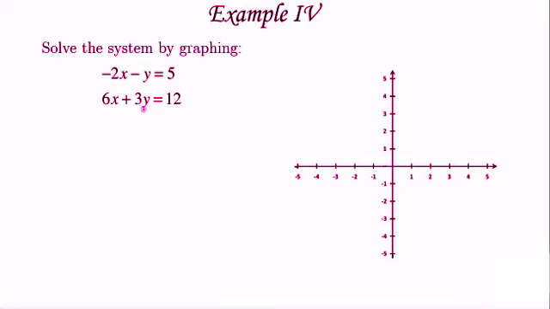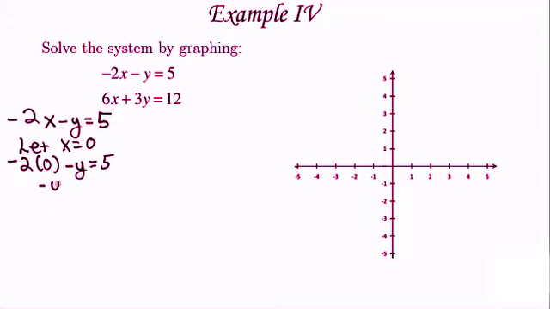Solve the following system by graphing: minus 2x minus y equals 5 and 6x plus 3y equals 12. As usual, I need to find some points. Starting out with the top equation, minus 2x minus y equals 5. I'm going to let x equal 0, so I'll find the y-intercept. Negative 2 times 0 minus y equals 5. Negative y equals 5. Multiply both sides by negative 1, and I'm going to find that y equals negative 5. So my first point is 0, negative 5.